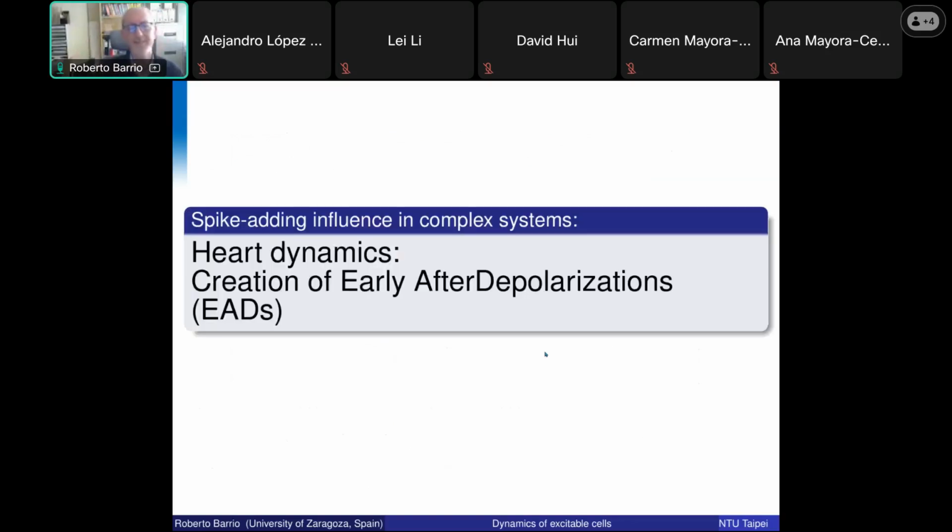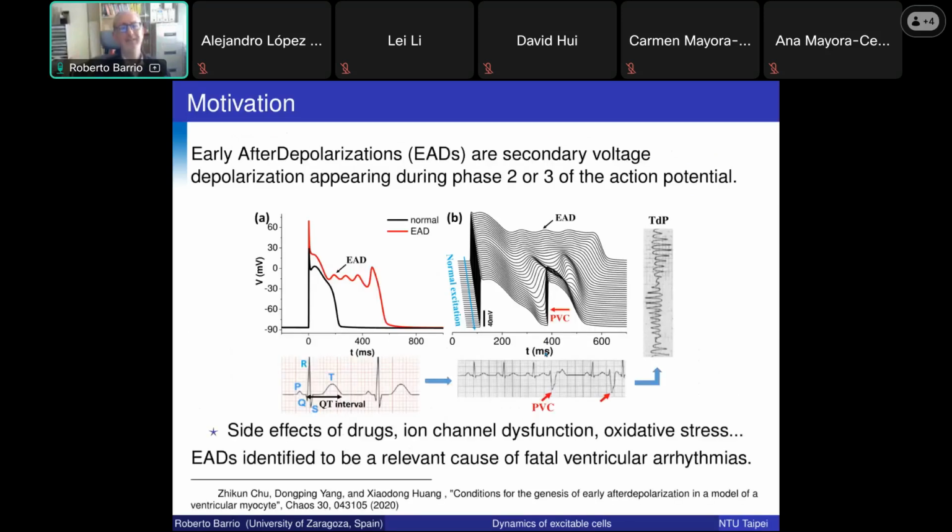Well, and to finish, I want to speak about heart dynamics. So in this case, where does the spike adding appear? This is the normal signal of the heart, but in fact, it's a cardiomyocyte. That means the muscle cells of the heart. Okay, so this is the typical, the normal, the healthy rhythm.